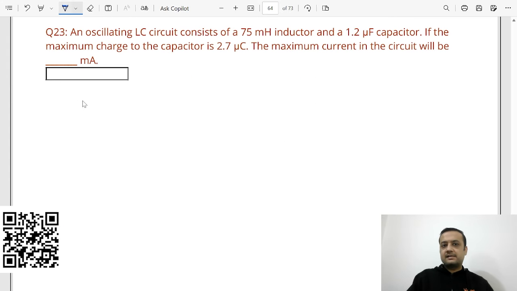This is an oscillating LC circuit. So here we have an inductor, and we have a capacitor.